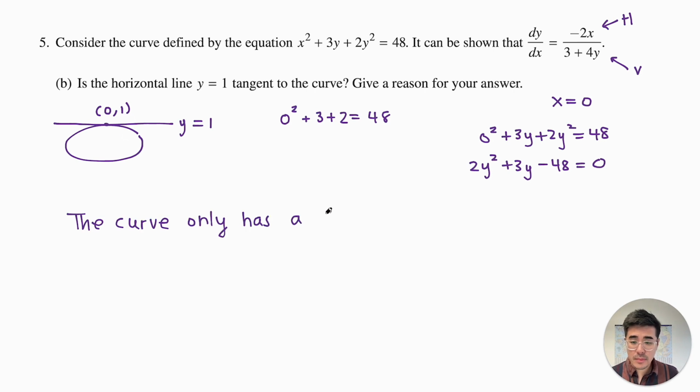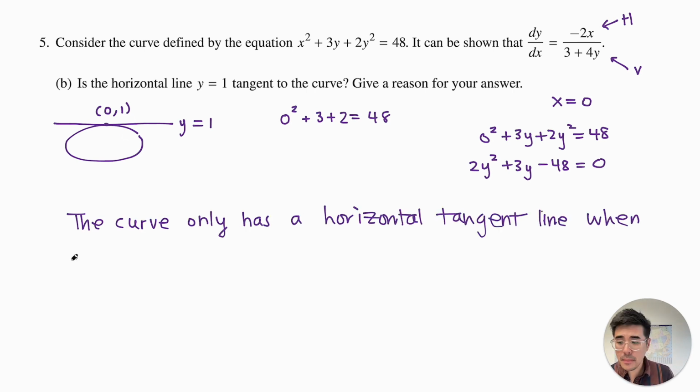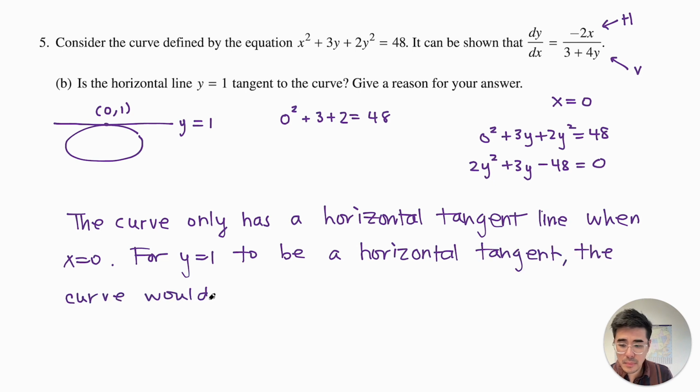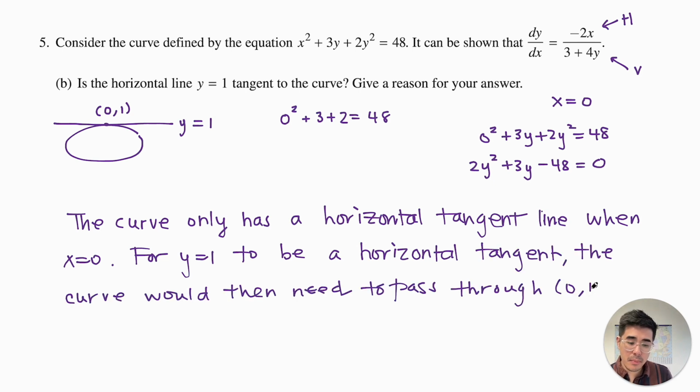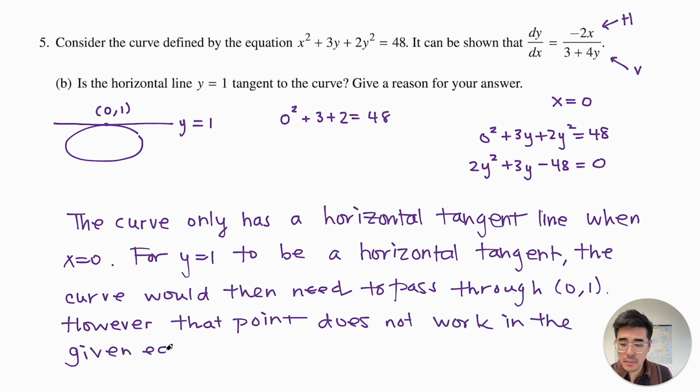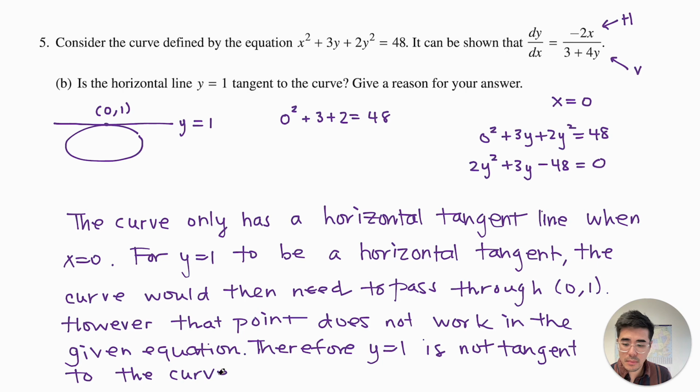The curve only has a horizontal tangent line when x is equal to 0. For y equals 1 to be a horizontal tangent, the curve would then need to pass through (0, 1). However, that point does not work in the given equation. Therefore, y equals 1 is not tangent to the curve.